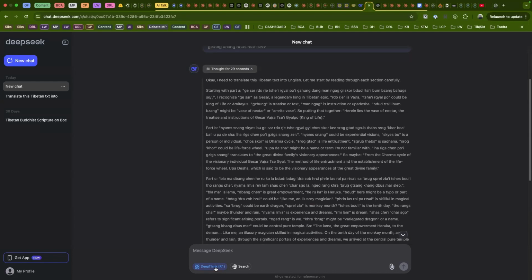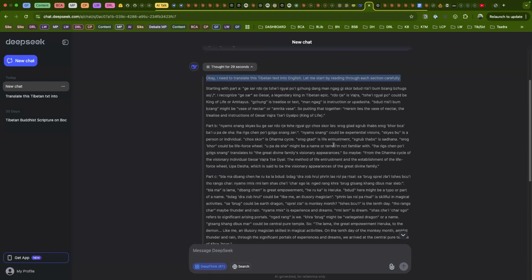So R1 is what is called a thinking or reasoning model. That's a model that integrates, like last week when we looked at chain of thought prompts, how a model can chain operations through steps or stages, think about the result at each step, reassess the situation, and proceed. I simplify things a bit, but that's what R1 does. And here you see the thinking process. So, okay, I need to translate this Tibetan text into English. Let me start by reading through each section carefully.